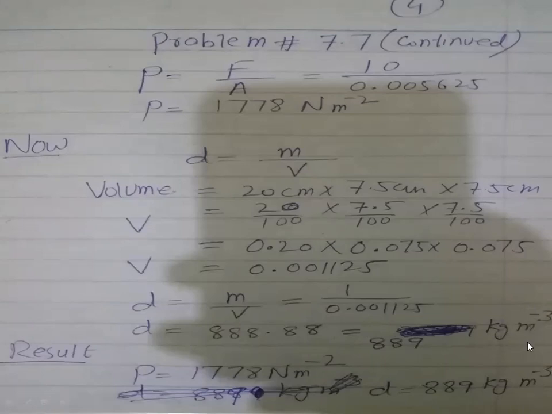So the things required in this numerical were pressure, which is 1778 Newton per meter square, and the density we calculated, which is 889 kilogram per cubic meter.